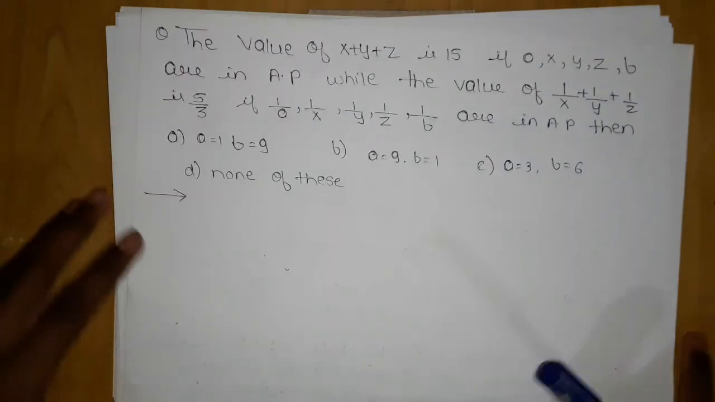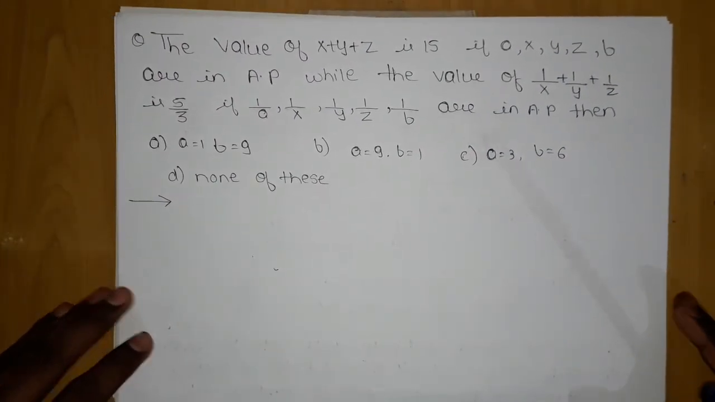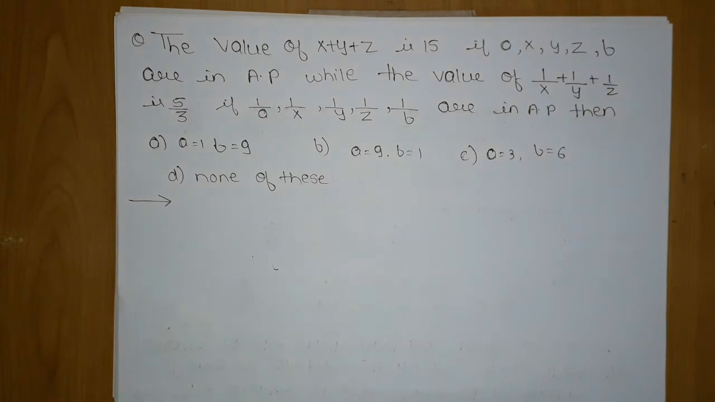To the next question. The next question is as follows, which is this question. The question says if the value of x plus y plus z is 15, if a, comma, x plus y plus z, comma, b are in AP, while the value of 1 upon x plus 1 upon y plus 1 upon z is 5/3, if 1 upon a, comma, 1 upon x, comma, 1 upon y, comma, 1 upon z, comma, 1 upon b are in AP, then we have to prove.